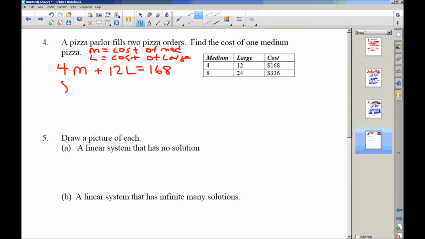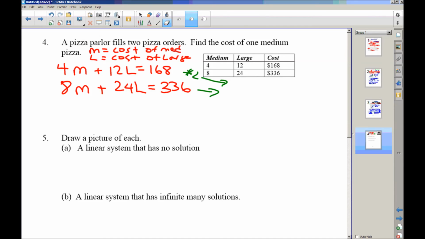And we had another order where somebody bought 8 medium pizzas and 24 large pizzas, and it cost 336. So this could be an easy system to solve with elimination. I'll just times the first one by 2 and rewrite it, and don't change the second one at all. So 4 times 2 will give me 8M plus 24L equals 336, and the second equation would be 8M plus 24L equals 336.